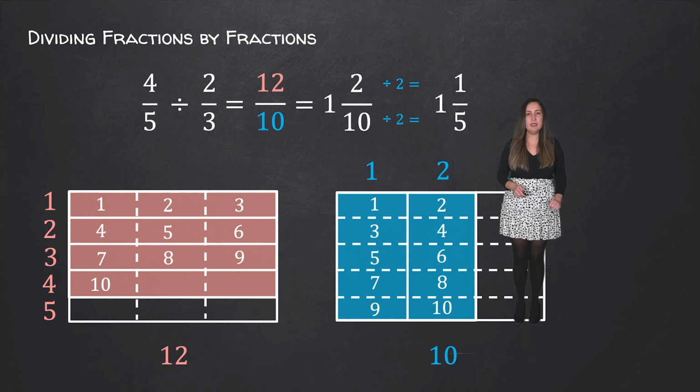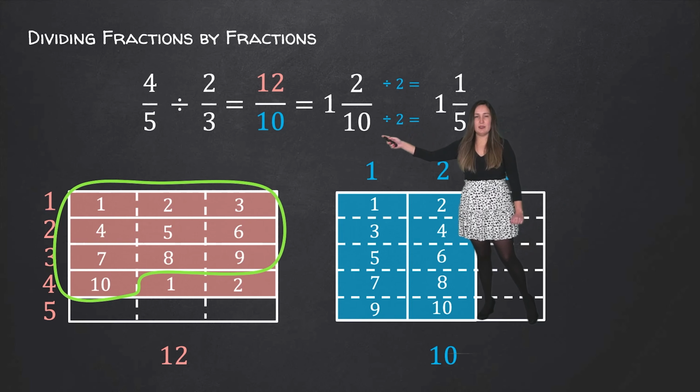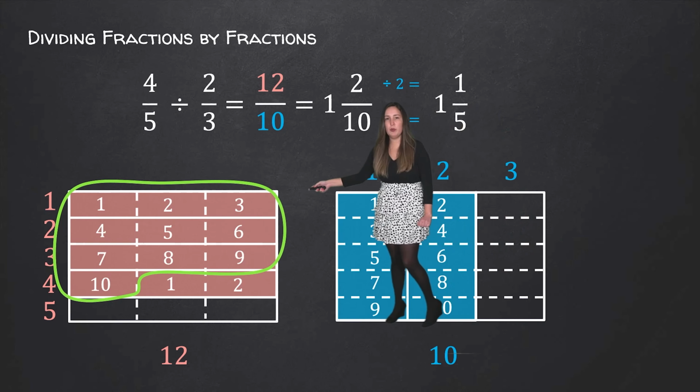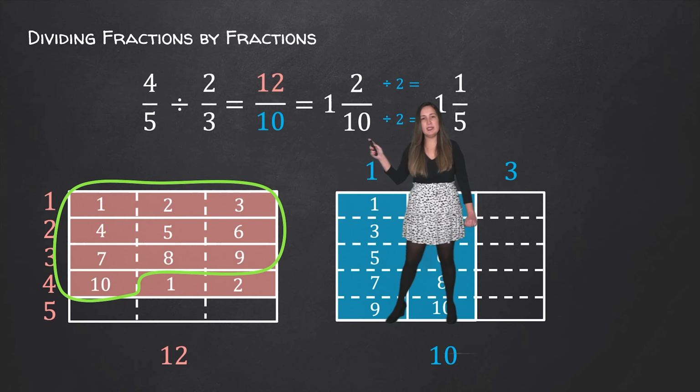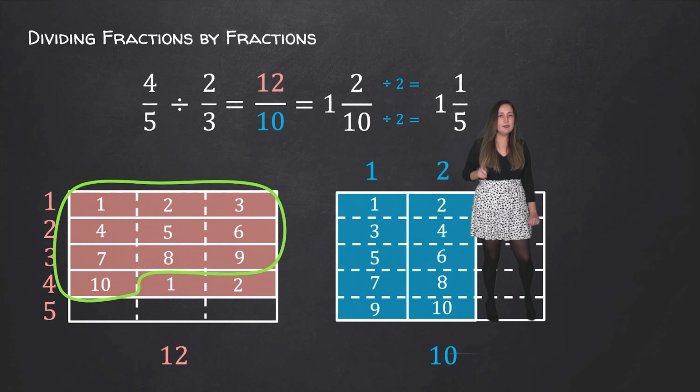So we have our 10 pieces, that's 1 whole group, and then we have 2 additional pieces here. And that's where we get the 2 out of 10. So the 10 completed 1 whole group, and then we have 2 out of 10 pieces left over, which then simplifies to 1 and 1/5.